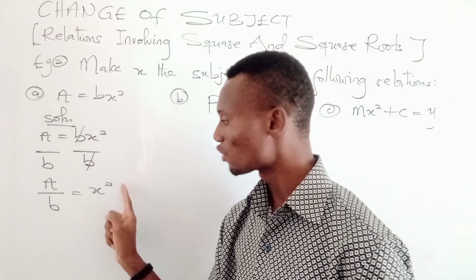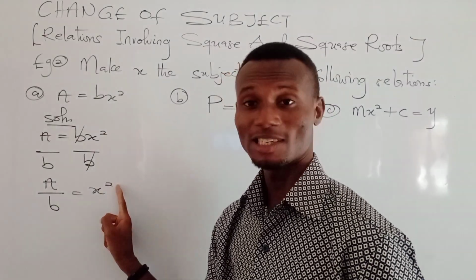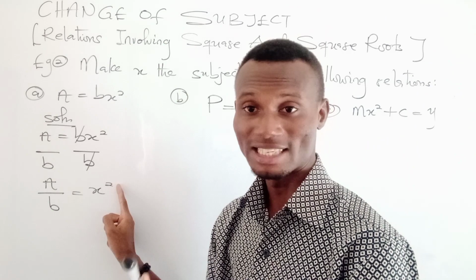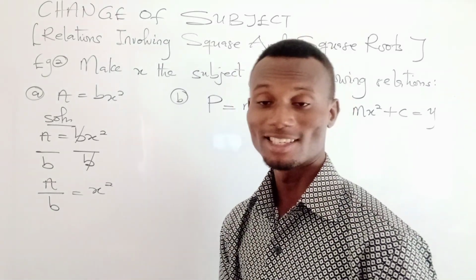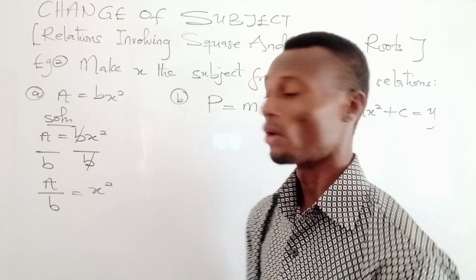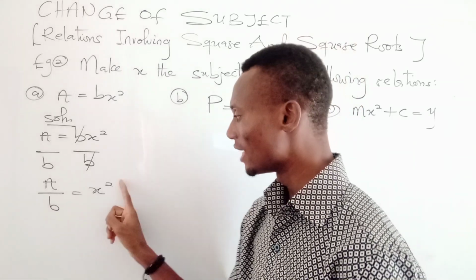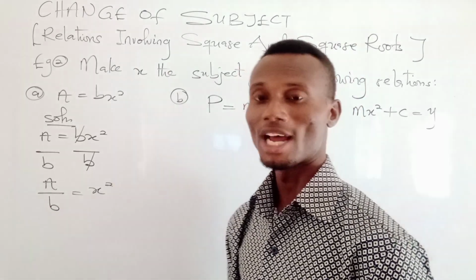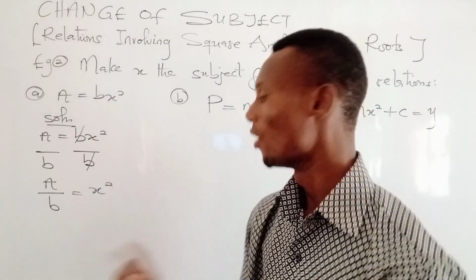Okay, so it means we need to try and eliminate this power 2 which is here. We have to take it away, and how to achieve that is to take the square root of both sides of the equation. With that we can eliminate the power 2 so that we will have S standing alone. Okay, let's do that.